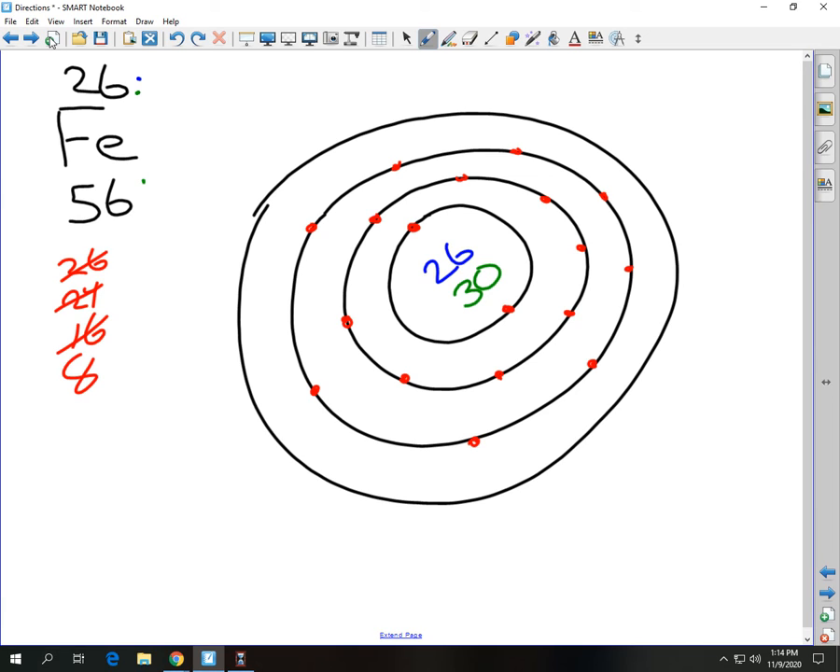Remember, the 4th shell can hold 12. I only need to put 8 of them out there. So 1, 2, 3, 4, 5, 6, 7, and 8. And that wiped out the last 8 that I needed. And if I went back and recounted, the first shell, 2, the second shell, 8, gets me to 10. The third shell, 8 more, gets me to 18. And the 4th shell, 8 more, gets me to 26. So iron would go 2, 8, 8, 8 on its electrons. That was a big one.